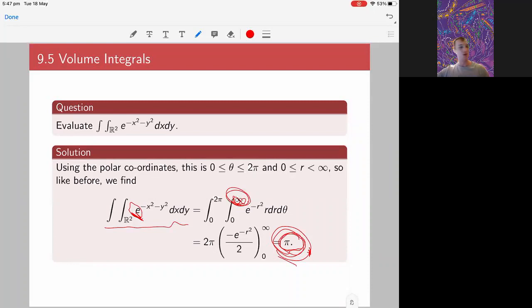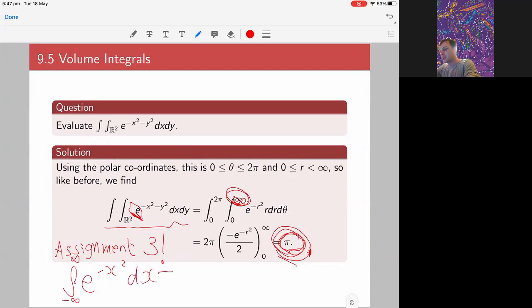Now, it is important that you remember this, because this sort of computation is one that you will actually do in your assignment. I can't remember which question it is, but you're asked to prove that the integral of e to the minus x squared from minus infinity to infinity is just equal to the square root of pi. How might you do that?